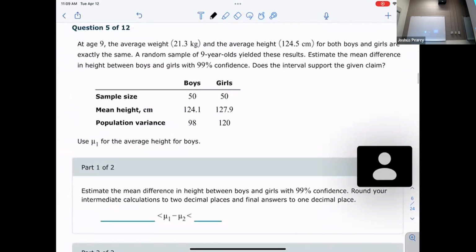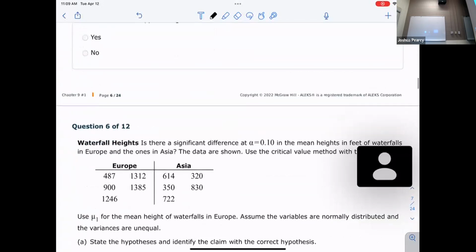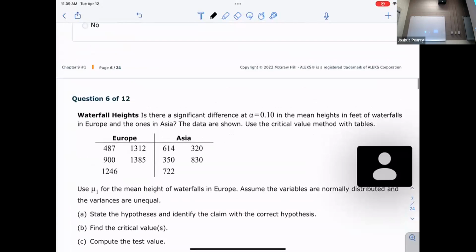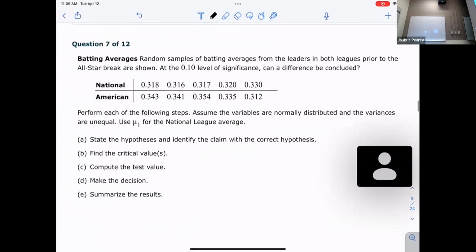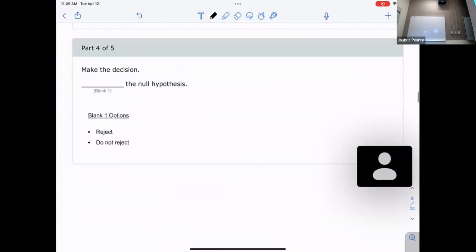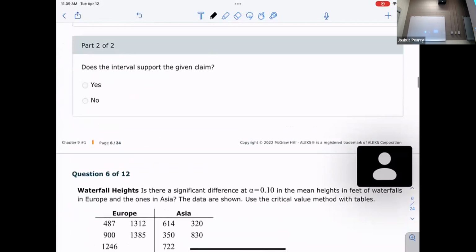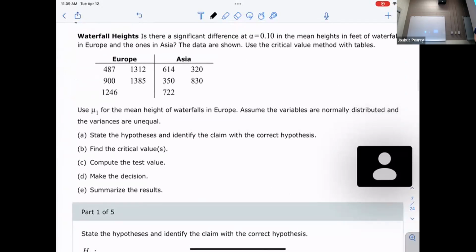This is the same thing. Okay, let's look at this one. Oh, wait, is there another one like that? That one. Okay, let's look at this one.